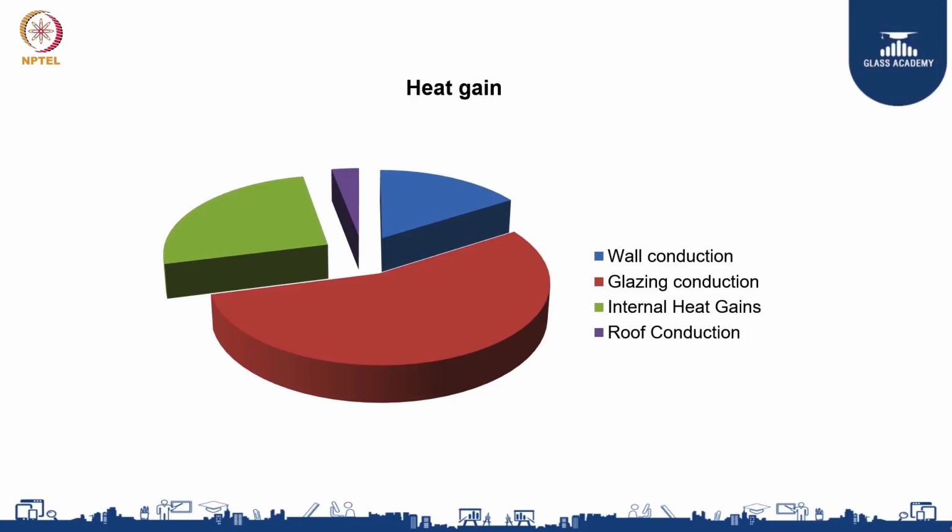So wall, if it's a high-rise building, it's wall. If it's a flat structure, it could be roof. So wall versus roof would be your second important. When you see that green component which says internal heat gains, it's nothing but your lighting, your equipment, your computers, etc. And that is something that we do not have much scope to play around with. So where we can actually make a difference is in terms of your glass, in terms of your wall and roof, or if you have a roof skylight.